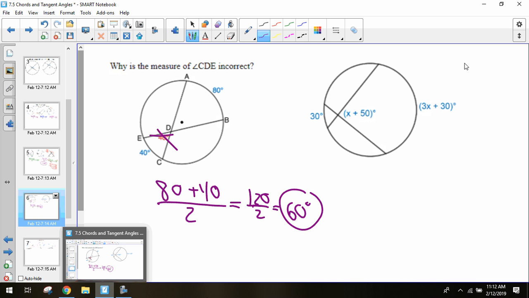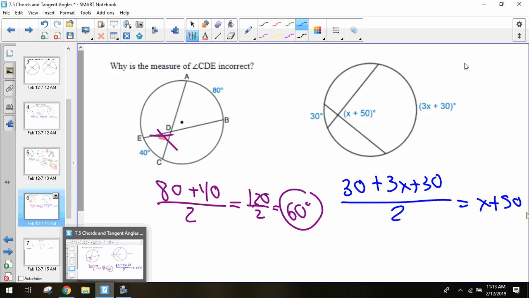So rather than doing these two pieces added together, we're going to combine. We're going to do 30 plus 3x plus 30 divided by 2 equals x plus 50. We're just going to switch it around because we want to remember that it's the two arcs that add together. So very good. What would you do first? There's a couple of steps you could take.